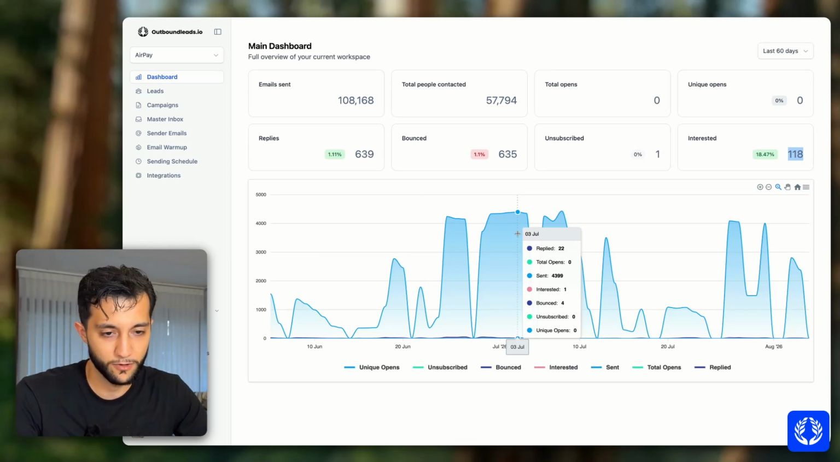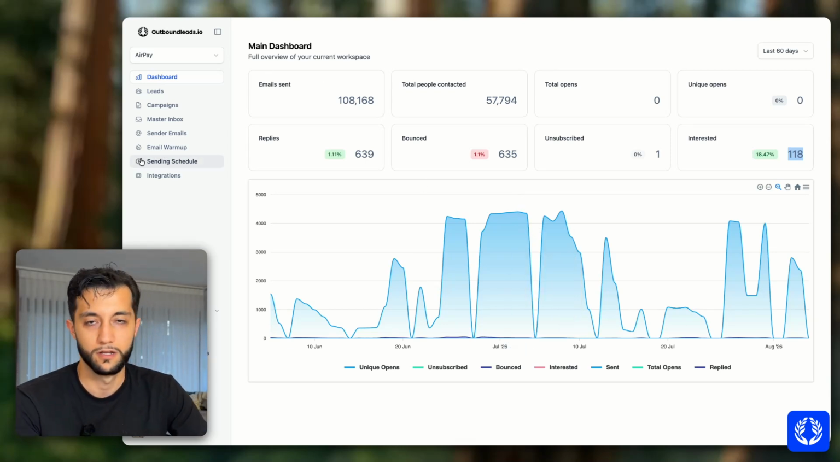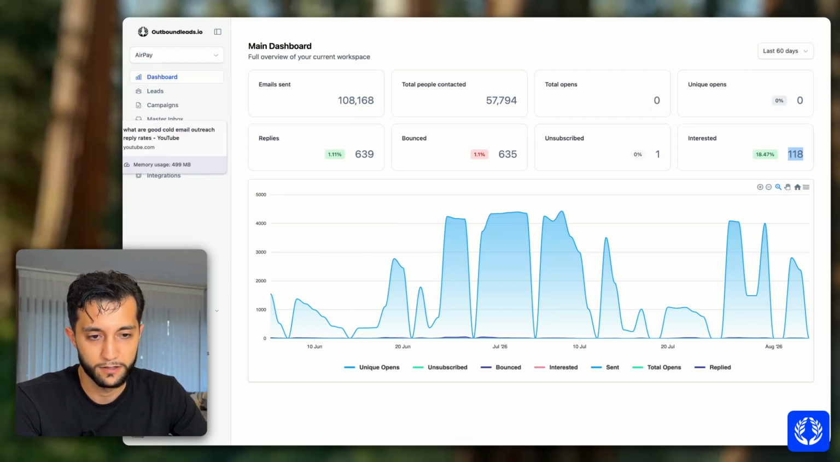If it's not, obviously you can't run that crazy amount of emails. But still, no brainer. The costs for this are barely anything. So it's very nice.